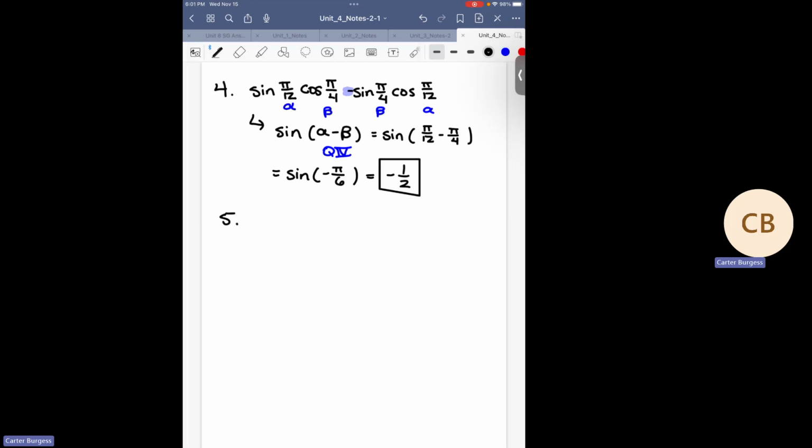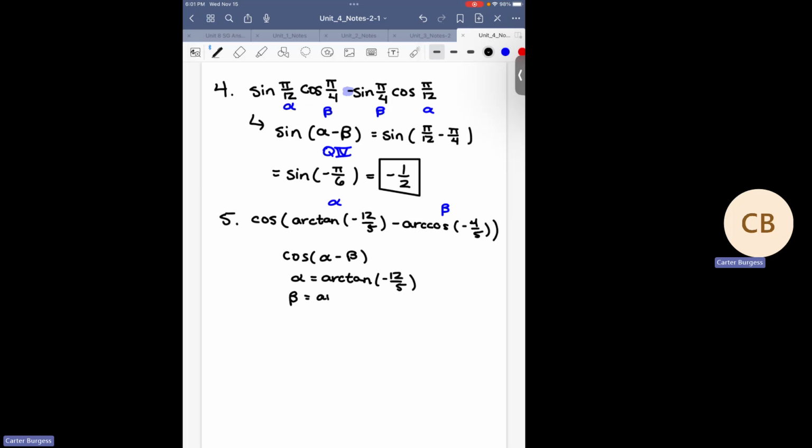One more in terms of our sum and difference. This is cosine of the arctan of negative 12 over 5 minus arc cosine of negative 4 over 5. So remember, we're dealing with these inverse trig functions like this. My advice has, generally speaking, been to just leave this as simply as we can. We'll go ahead and reframe this. This is cosine of alpha minus beta, where alpha is just equal to arctangent of negative 12 over 5, and beta is equal to arc cosine of negative 4 over 5.